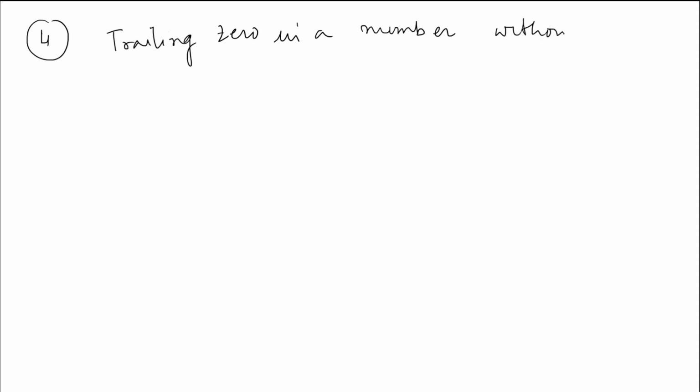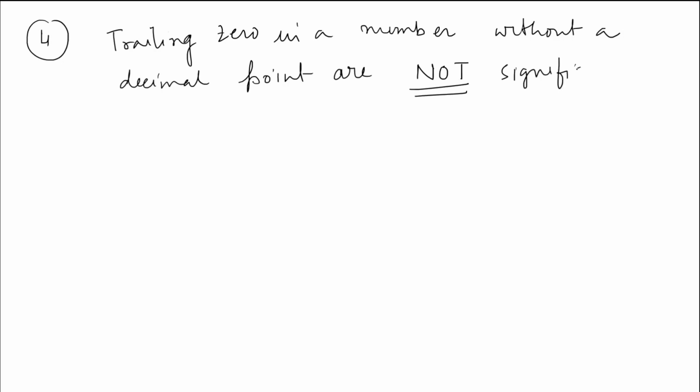Now let us come to rule number 4. So the rule number 4 tells us about the trailing zero in a number without a decimal point are not significant. I repeat, trailing zero मतलब जो पीछे वाला ज़ीरो है, trailing zero at the end zeros. Trailing zeros in a number without a decimal point are not significant.